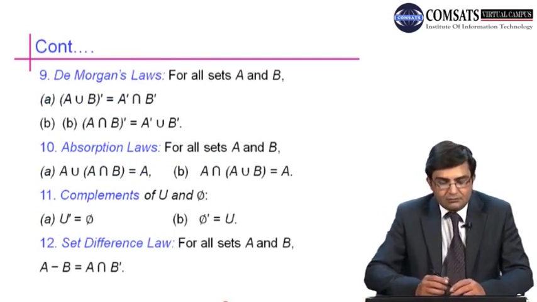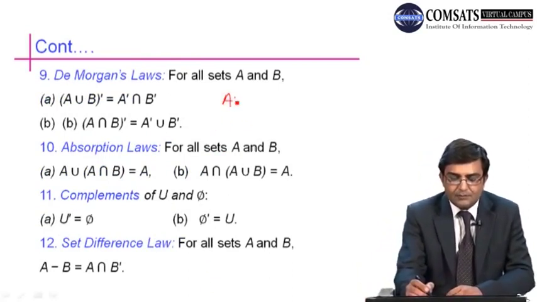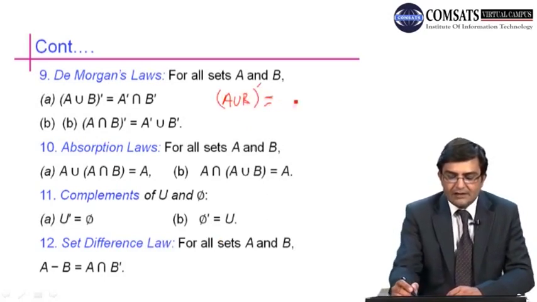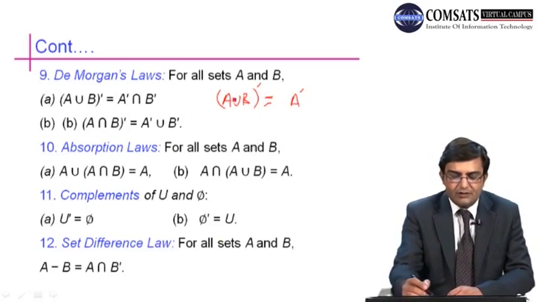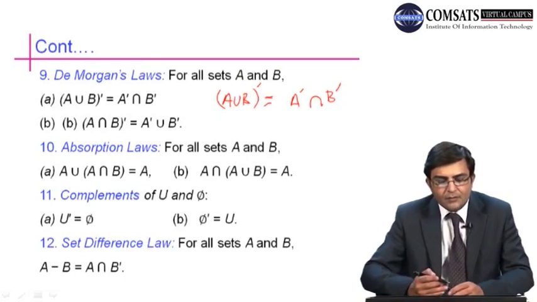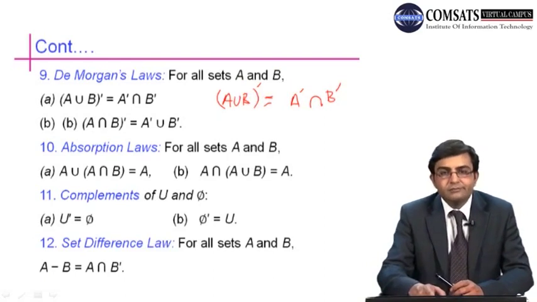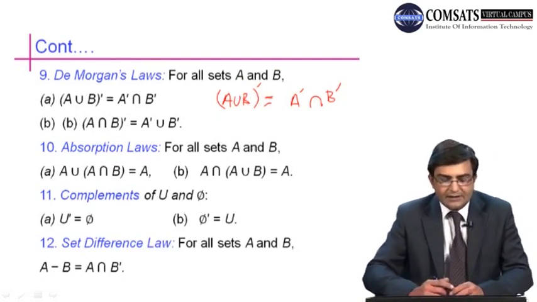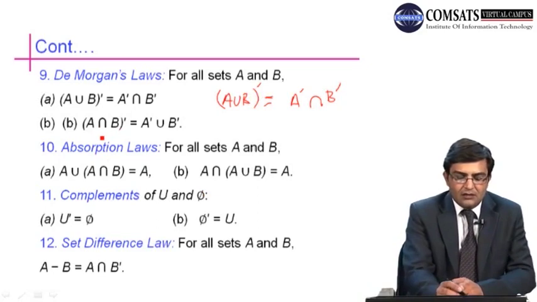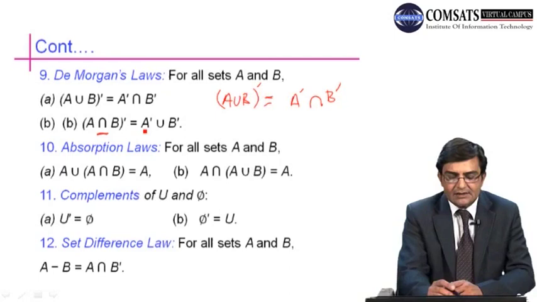De Morgan laws. De Morgan law states that if we take A union B whole complement, then it will convert as A complement, union will be converted to intersection, and B complement. So this is basically the De Morgan law of union, you can say. And there is another De Morgan law in which we have intersection inside the complement: A intersection B whole complement is equal to A complement union B complement.